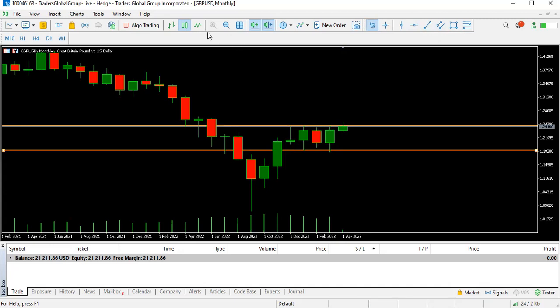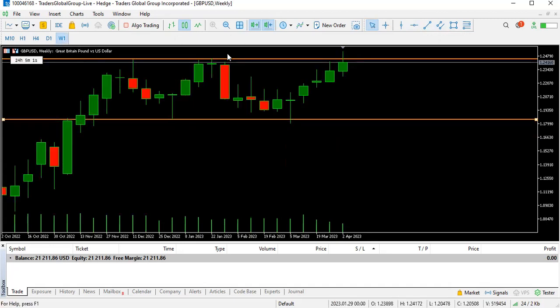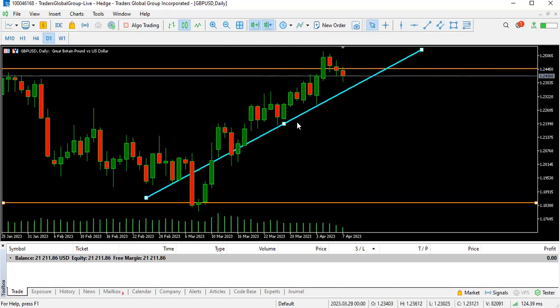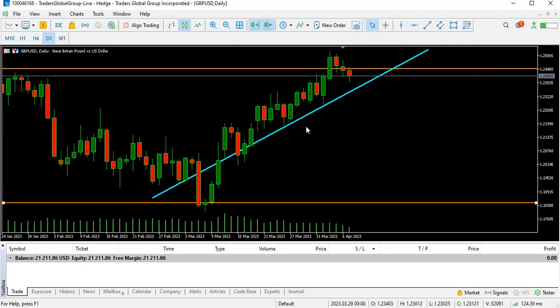Now let's go to the weekly. On the weekly, you can draw a trend line like this. Let's go to the daily to set it. We'll make it touch the week.